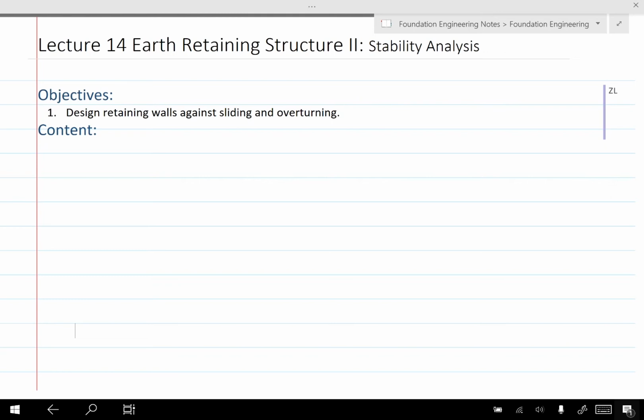For the goal, we will arrange this lecture into 4 parts. We will be first looking at the common earth retaining structures. Then we will see what types of failures or failure modes we could have for earth retaining structures. Next, we will be focusing on the analysis associated with 2 primary types of failures in earth retaining structures, that is sliding and overturning. Let's take a look at the common earth retaining structures.